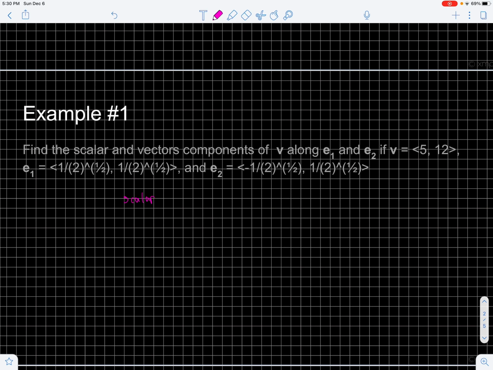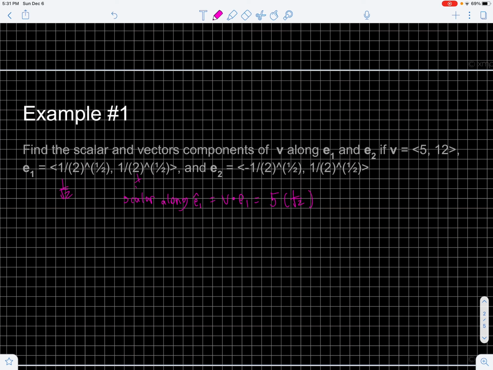Okay, so scalar along e1 hat. And I didn't put the hats in because I don't know how to do that on Google Slides. Equals v dot e1, which is 5 times 1 over the square root of 2.